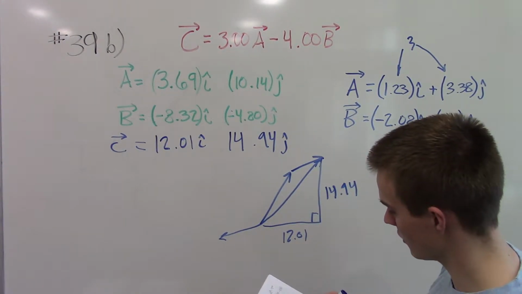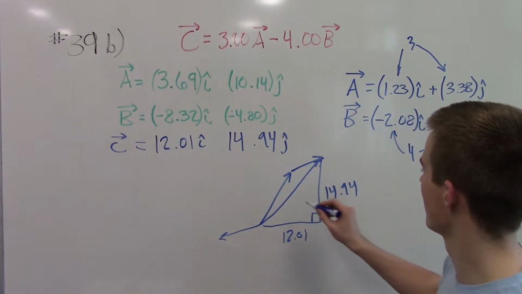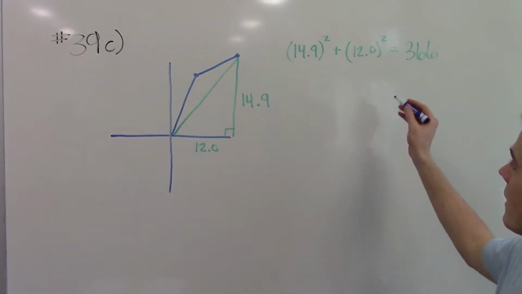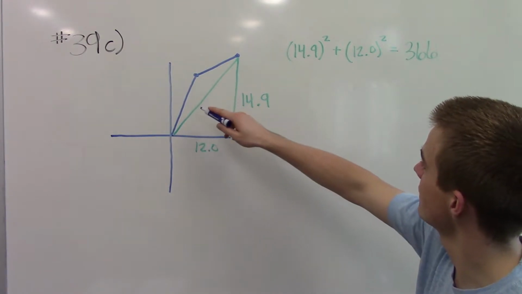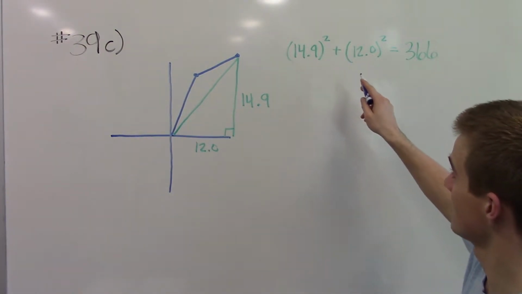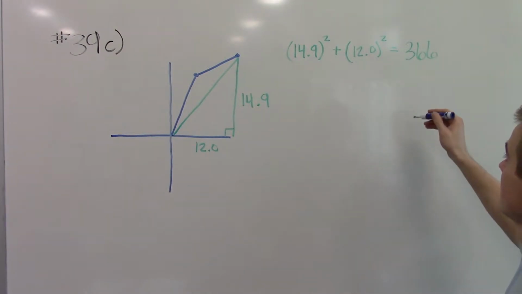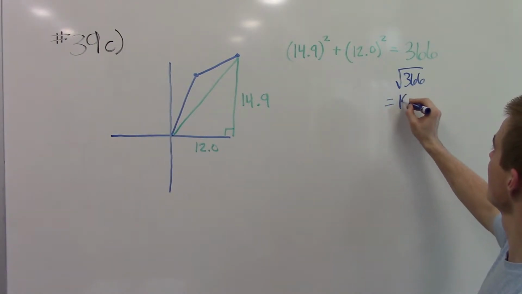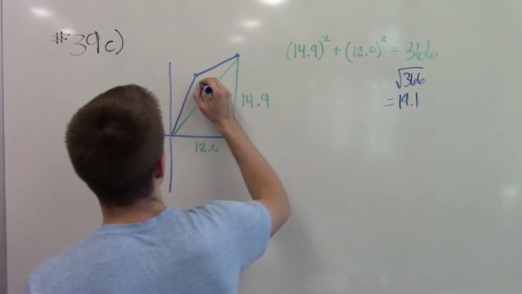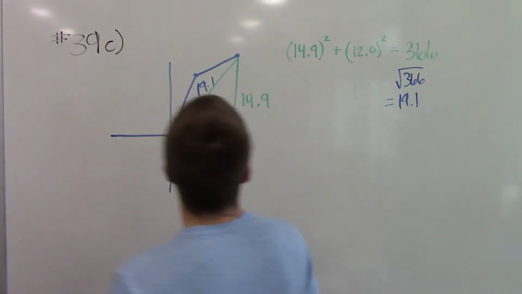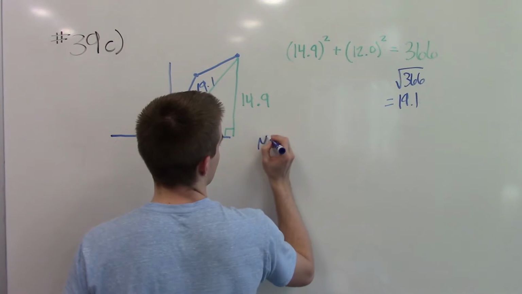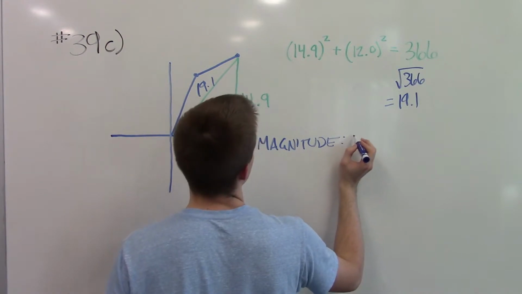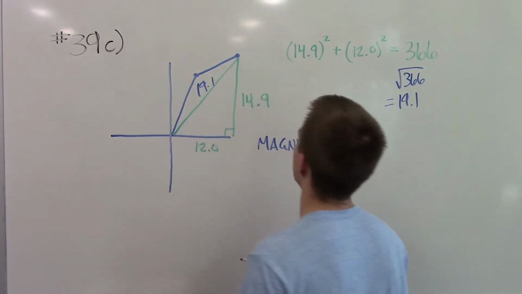Now, we just use the simple Pythagorean theorem, and we can figure out what c is. So when we use the Pythagorean theorem to find the hypotenuse of c, we get 14.9 squared plus 12.0 squared equals 366. Take the square root of 366, and we get 19.1, which is the hypotenuse right here. And that is also our magnitude for c, equals 19.1.